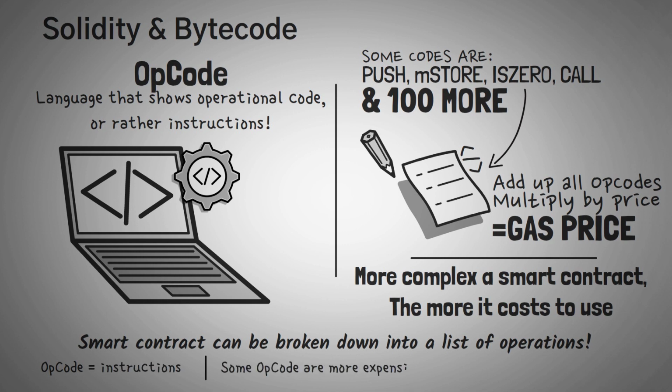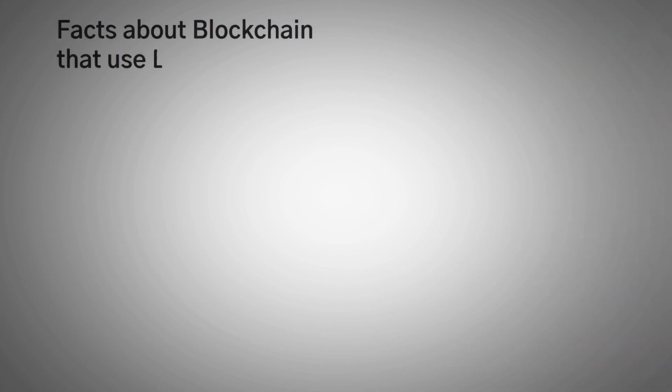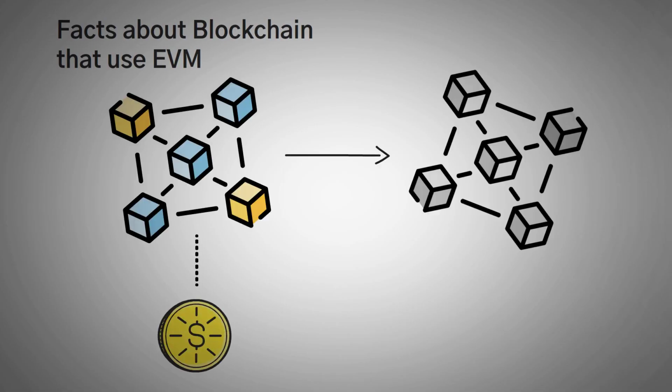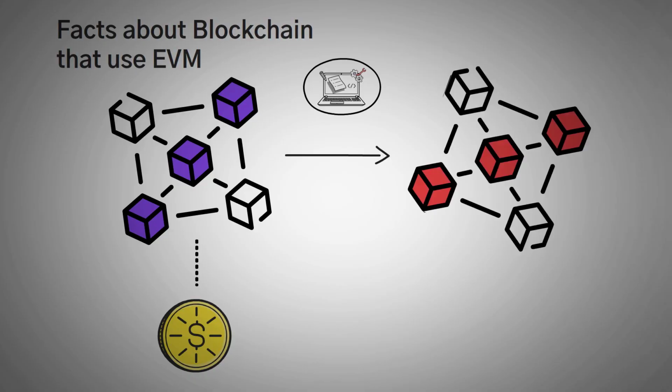Also, some opcodes are more expensive than others, and some opcodes are more common than others. One really interesting thing about blockchains that use the EVM is that it's really easy to move your projects and applications from one chain to another if they both use the EVM. This means if you have an application on Polygon, it's very easy to move it over to Phantom or Avalanche or Ethereum. You can move your project around where your customers are most likely to be.